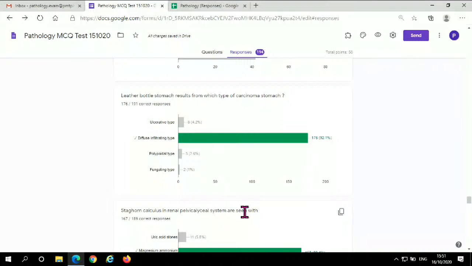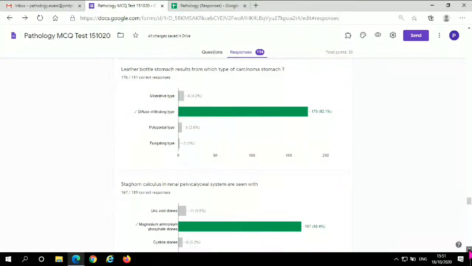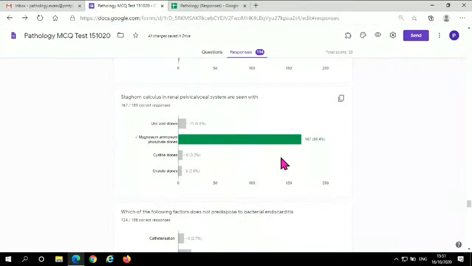Staghorn calculus in the renal pelvic system. Yes, most of you know about it, that it is magnesium ammonium phosphate, triple phosphate, which occurs mainly because of the production of ammonia, by the breakdown of urea by various organisms, mainly Proteus.